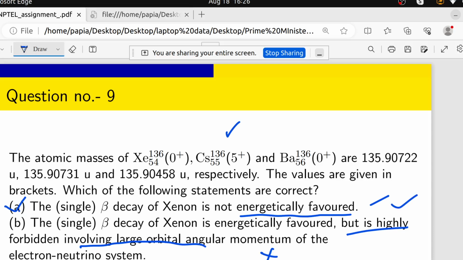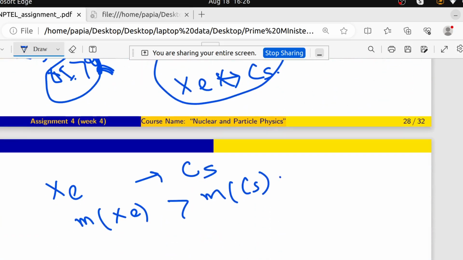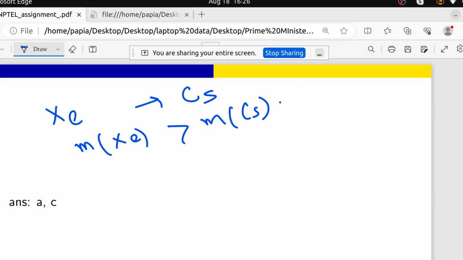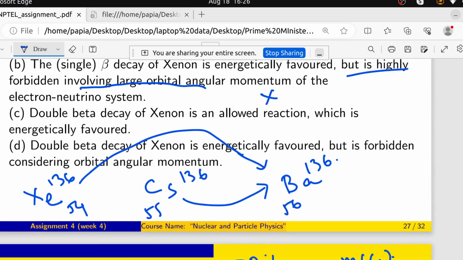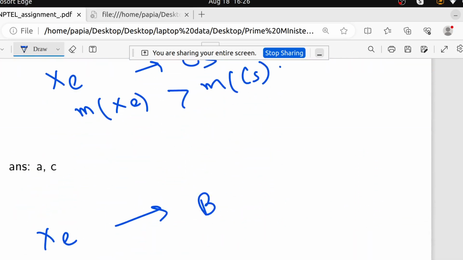Okay, now come to the third option. Double beta decay of xenon is an allowed reaction which is energetically favored. That means they are telling that double beta decay of xenon is an allowed reaction as well as energetically favored. Now coming to the double beta decay, what is there? Xenon will go to barium.